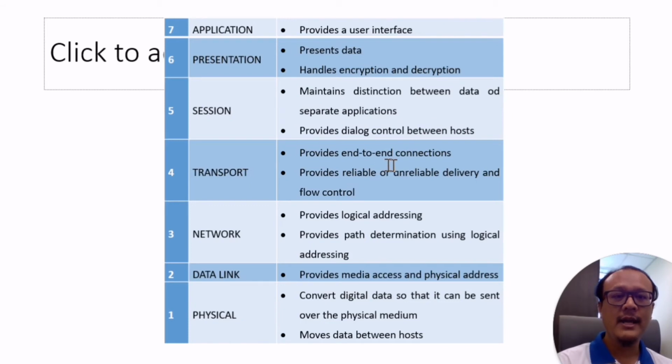The transport layer provides end-to-end communication, reliable or unreliable delivery, and flow control. The network layer provides logical addresses, the IP address, and provides path determination using the logical address. Data link provides media access and physical address. And lastly, the physical layer converts digital data so it can be sent over the physical medium and moves data between hosts.